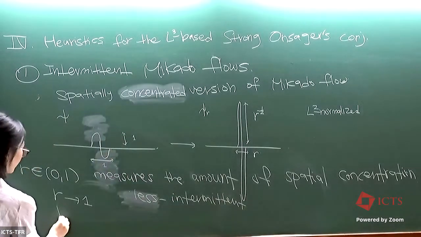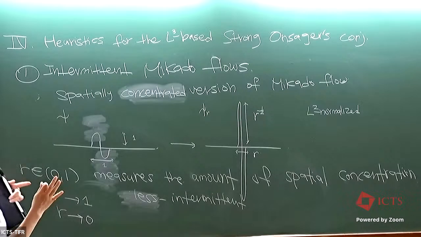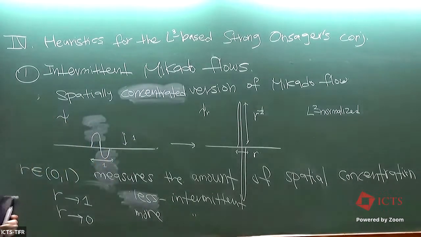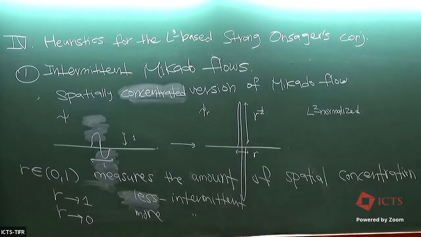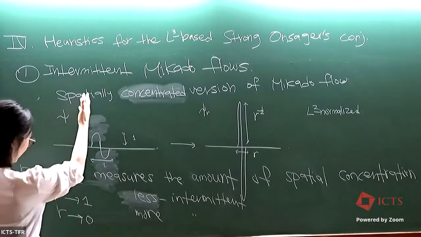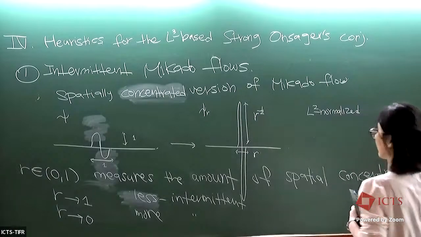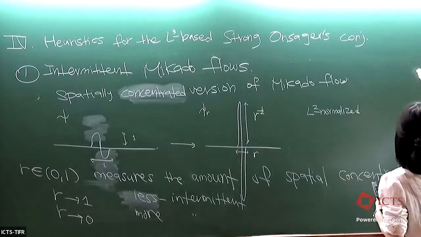And then if you send R to 0, you have more concentration, so it's more intermittent. So if you want to use intermittency, you want to choose this parameter very small. And now let me introduce the building block flow.